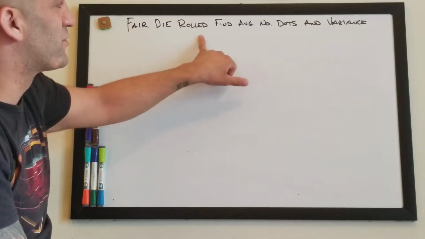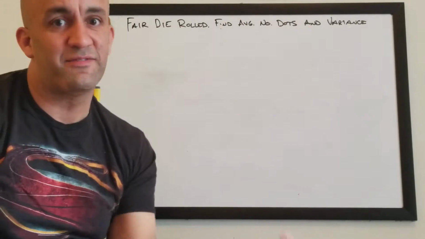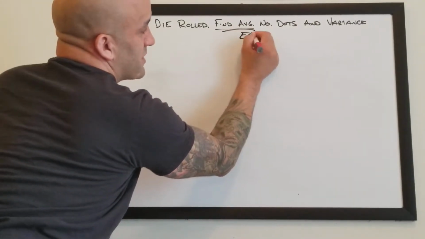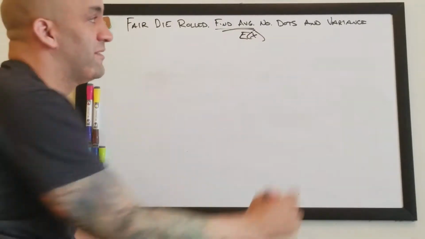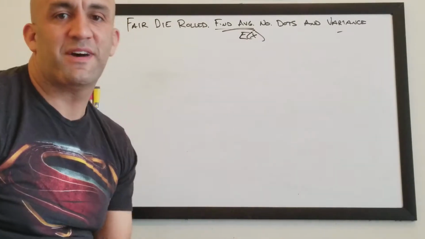A fair die is rolled. Find the average number of dots and the variance, right? This average number of dots is telling us that we're looking for an expected value right here. And then variance, we'll get to that in a little bit. But first, to find the expected value of dots.